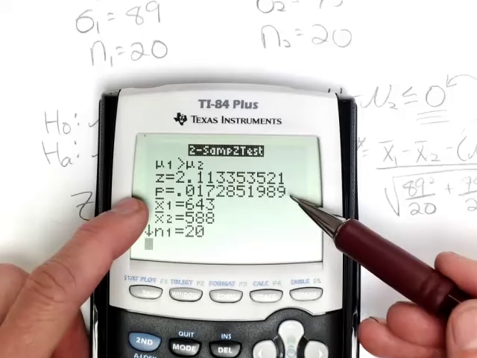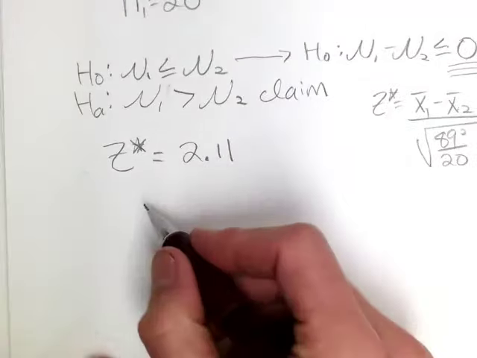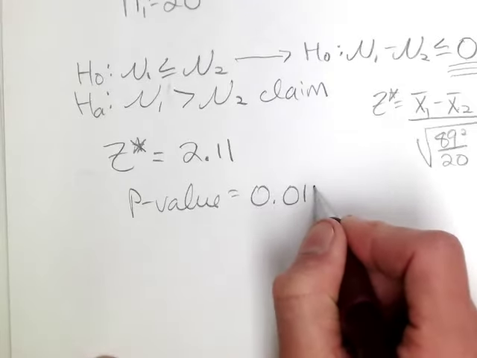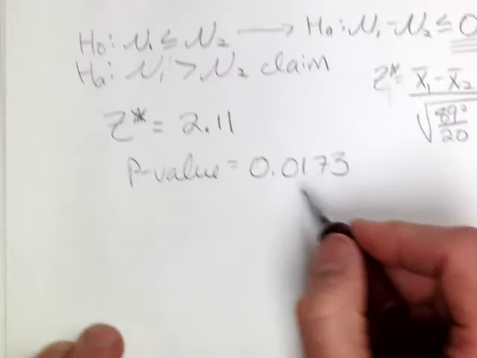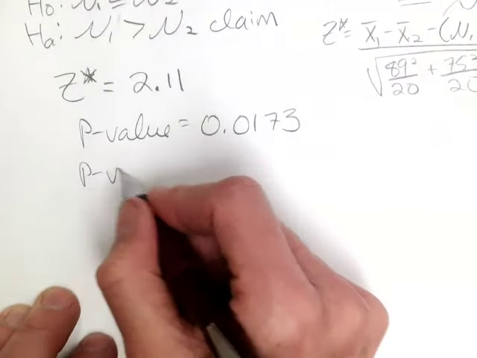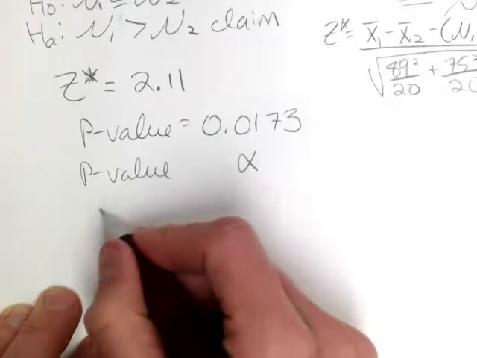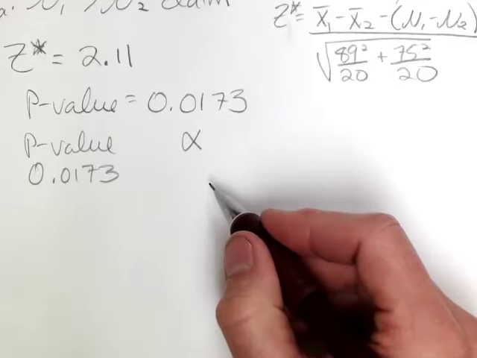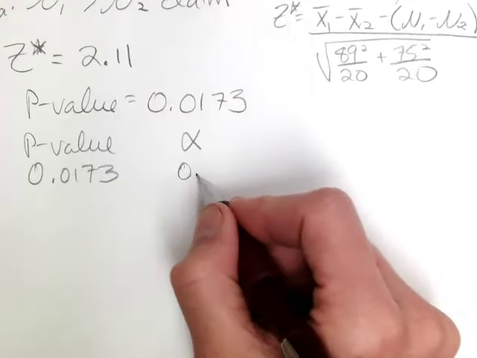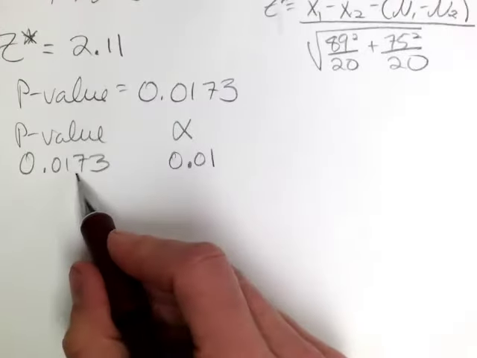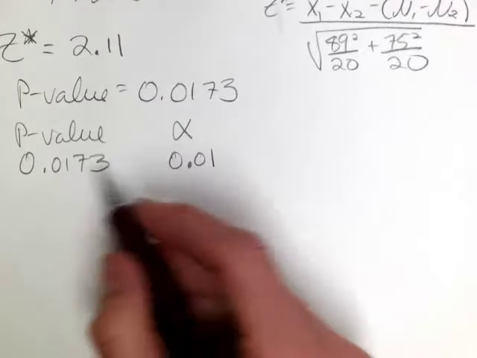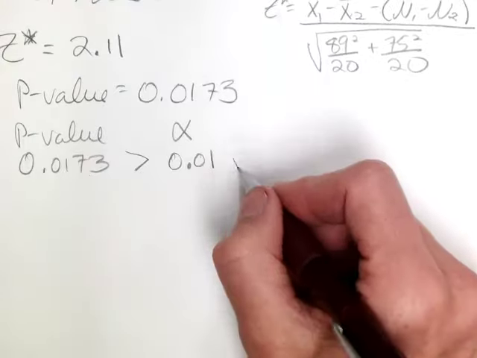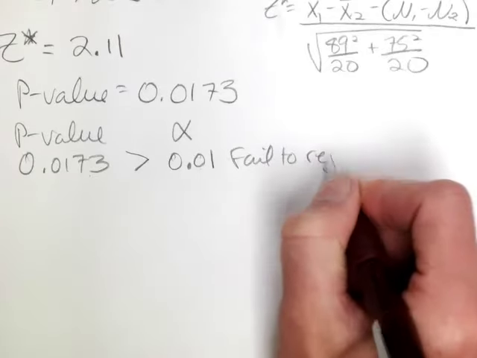Okay, so let's go ahead and look at this corresponding p-value. Okay, the p-value is about 0.0173. Okay, so let's go ahead and compare the p-value to our level of significance. Our level of significance given in the problem was 0.01. Okay, so looking at this, the p-value is greater than our level of significance, just by a smidge. So we're going to fail to reject the null.